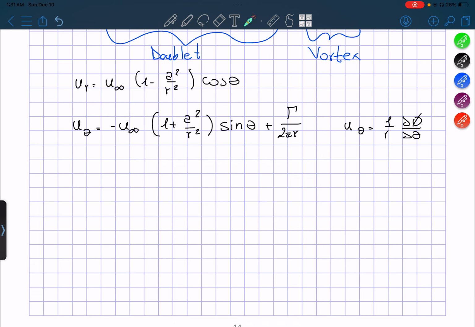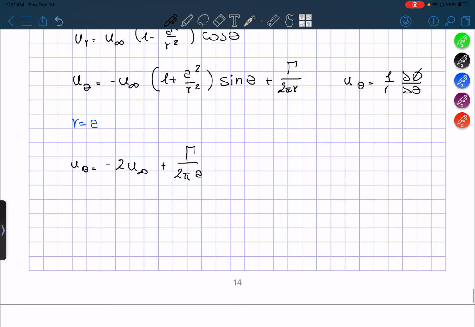Well, once again, if our radius is equal to a, then this part here equals 1, and this part here equals 2, so we still have negative 2 u infinity times sine of theta, which we said was at pi over 2, so just 1, plus our gamma divided by 2 pi a. Again, because we said we have r to be a.